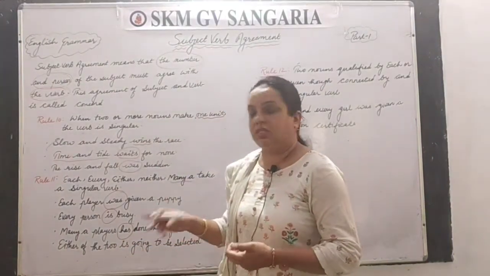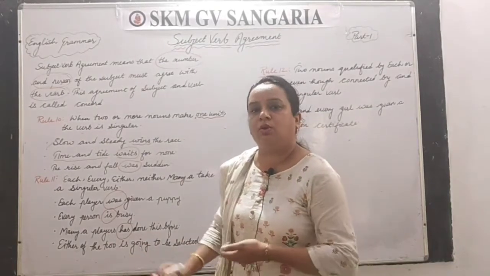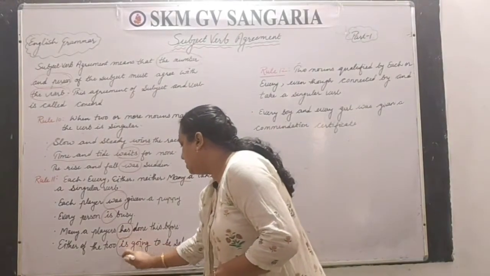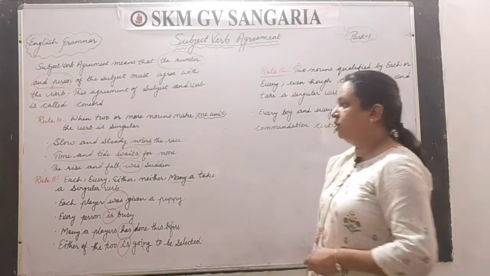When we see this "two," you will get confused, like we are talking about two, so we have to use "are," but that's wrong. Either of the two is going to be selected. Take a screenshot and note down in your notebook.